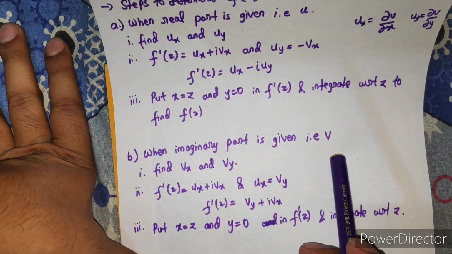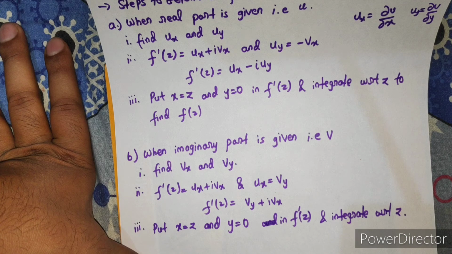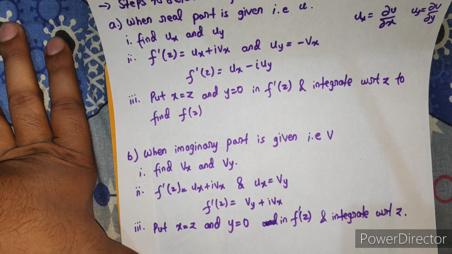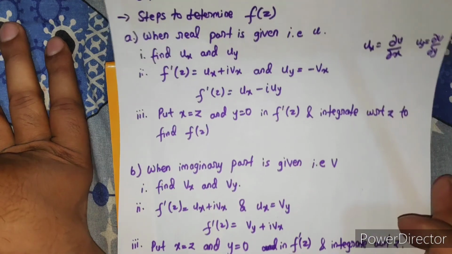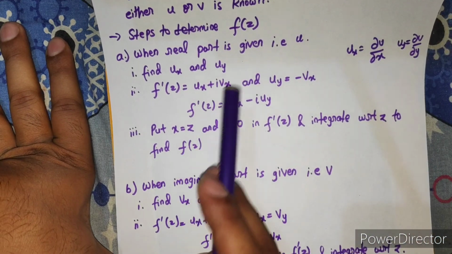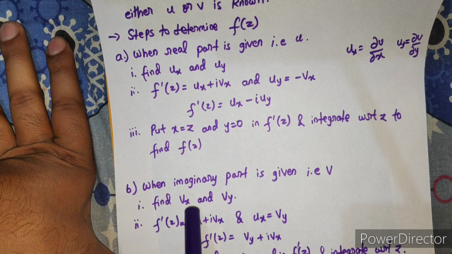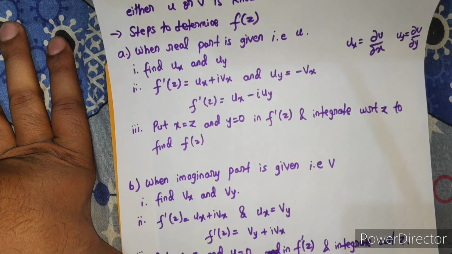जब हमें v दिया रहेगा and we don't know the u, we don't know the real part, the imaginary part is given and you are asked to find the analytic function. Same case, same चीज, देखो same step है. फाइंड u_x u_y था, इसमें क्या होगा? फाइंड v_x v_y बिकॉज वी नो v ओनली.